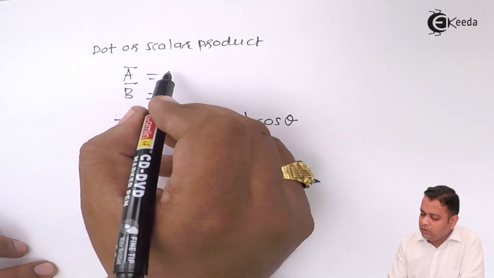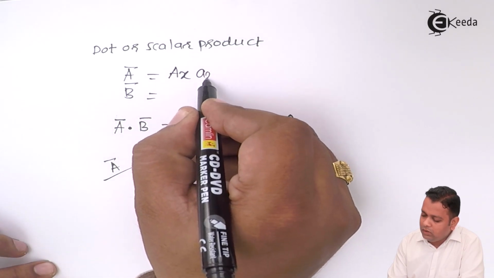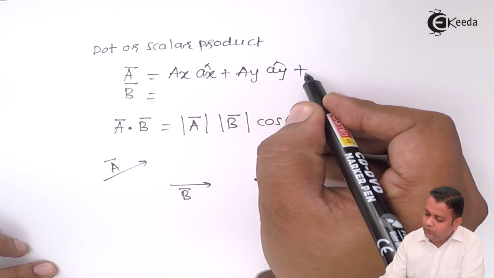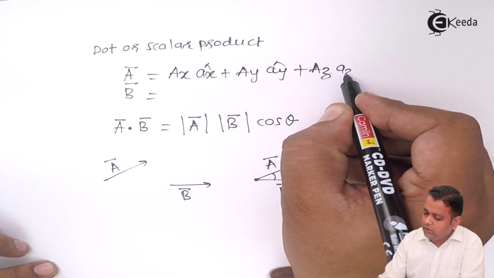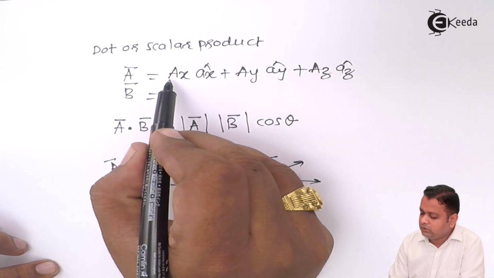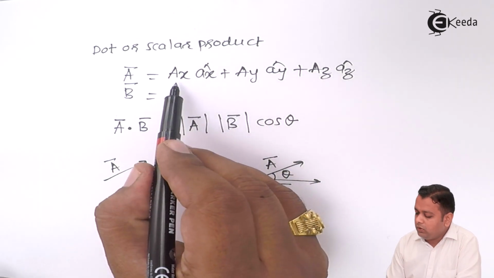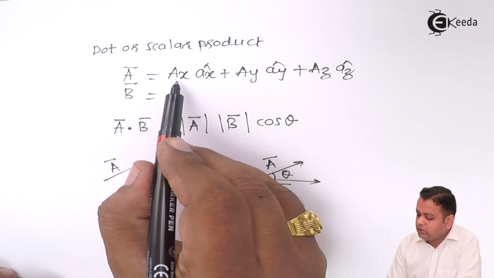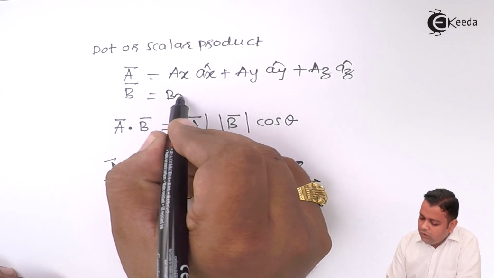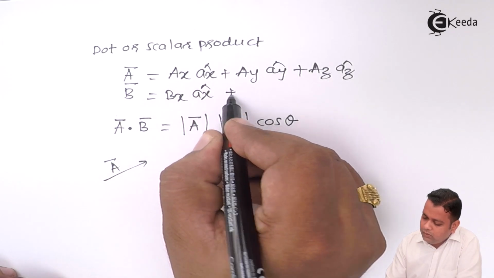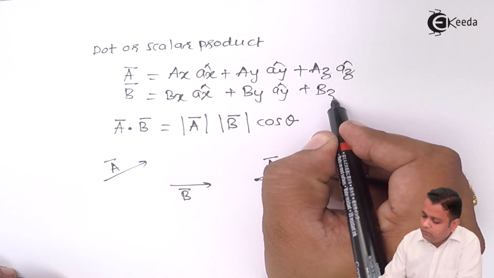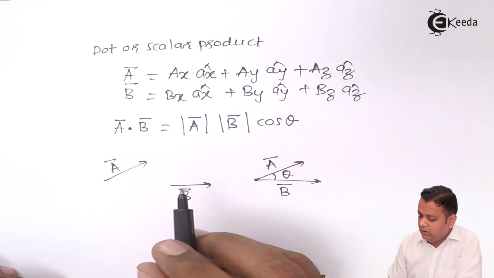If A bar has the representation Ax x cap, Ay y cap plus Az z cap, so Ax, Ay, Az capitals represent the components along the x, y, z axes or coordinates, simply you can say. For B bar we have Bx x cap, By y cap plus Bz z cap.